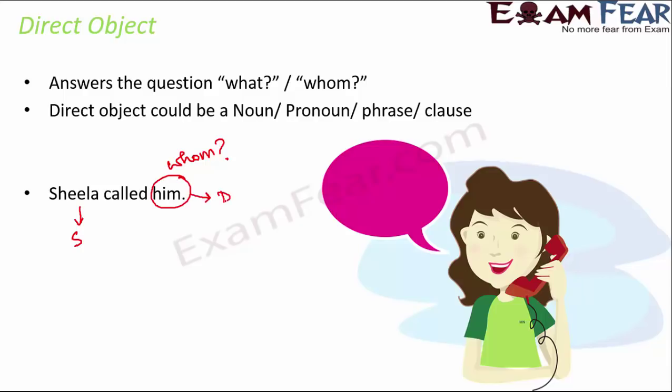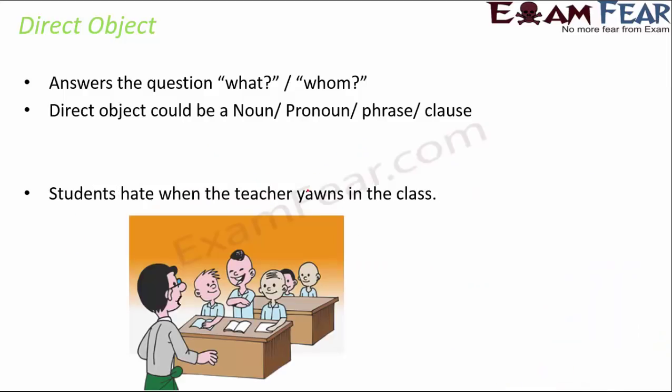So that means him is the direct object. And also, in this case, him is a pronoun. So a pronoun is behaving like a direct object. Let's look at the third example.